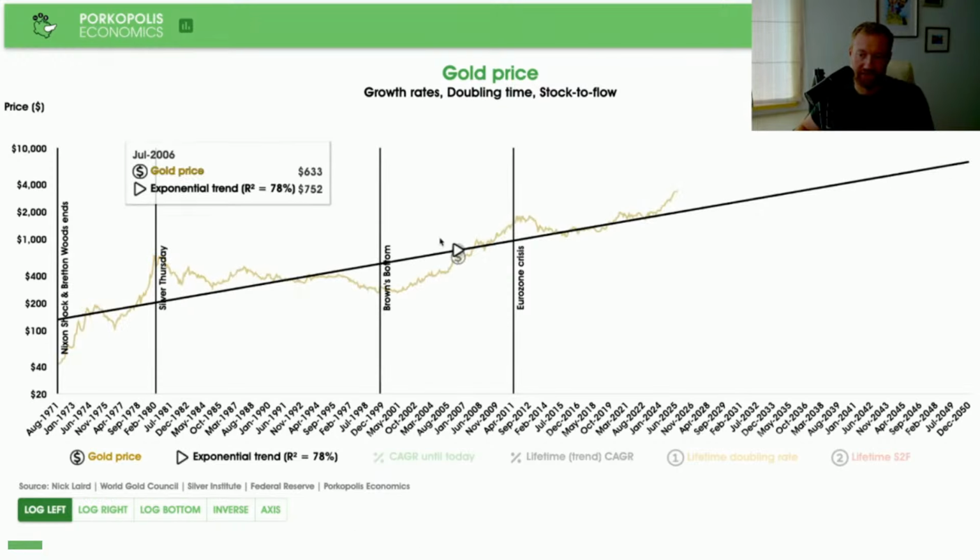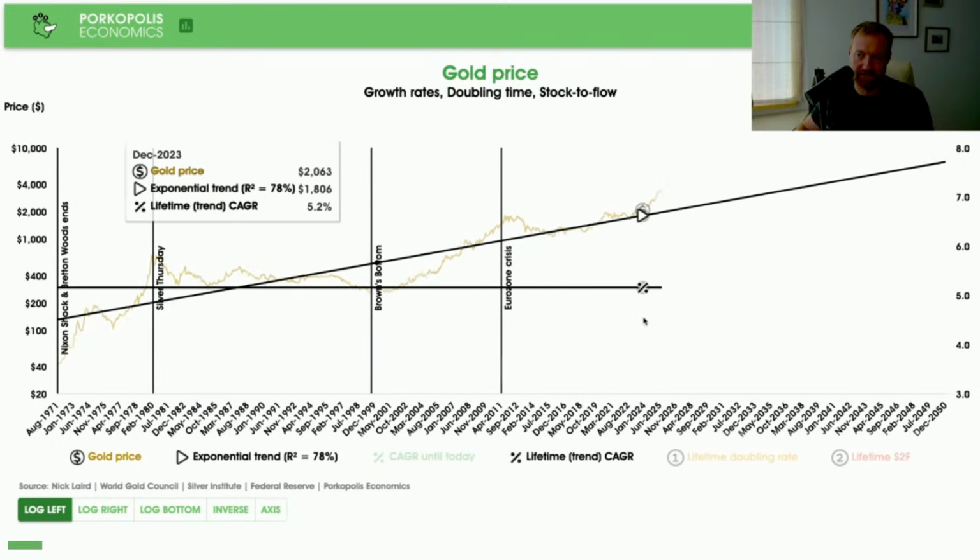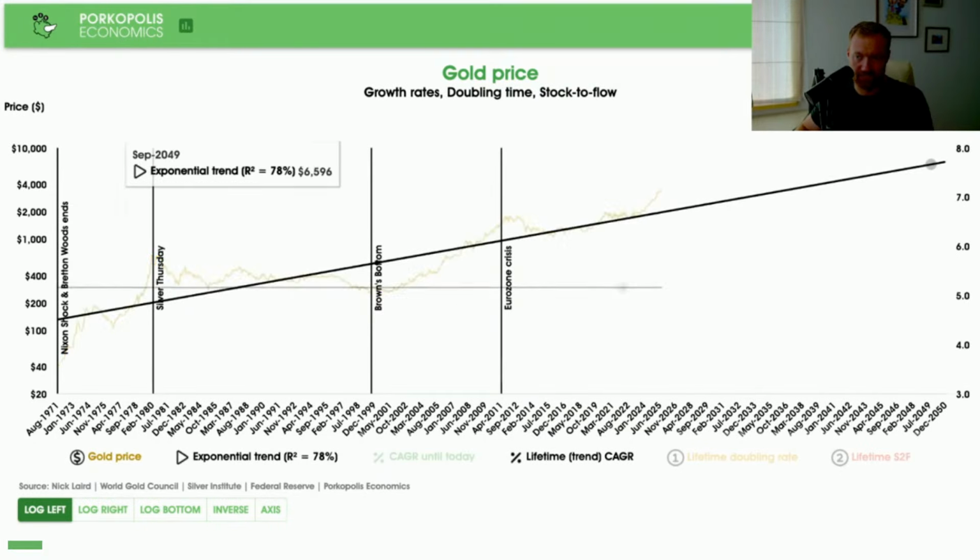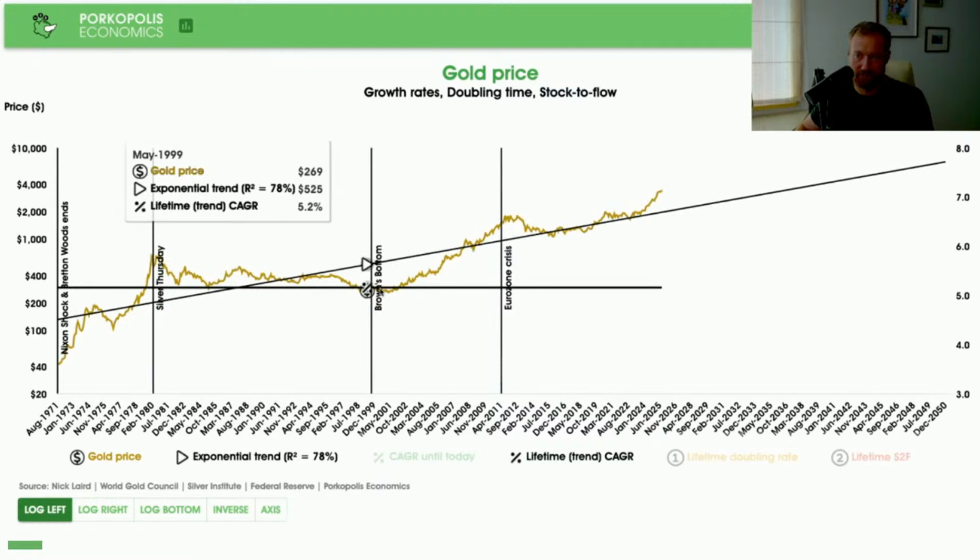But anyway, to find the slope of this curve, and by slope I mean the annualized rate, we always quote exponential growth as an annualized rate. I put it here. That's this solid black line, which moves across. Now we're looking at the right axis. 5.2% is the since-1971 growth rate of the gold price.